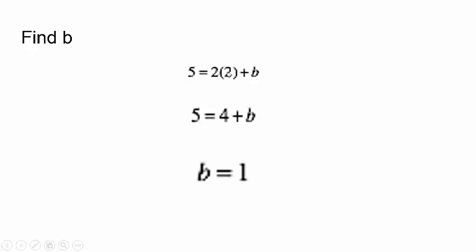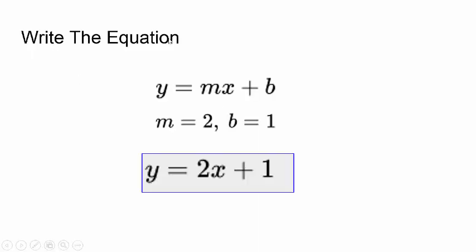So I'm plugging in the point (2, 5). I plugged in the slope 2, which I found a couple of steps ago. The only thing I don't know is b, so I can solve for that. So we get 5 equals 4 plus b, or b equals 1. Now we're not done. We now know m, we know b. We have to actually write out the equation.